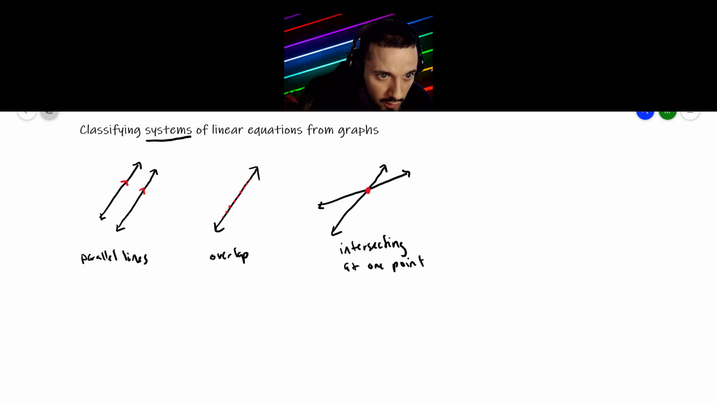The vocab word for two lines that don't intersect and have no solutions, right, no intersection points, is called inconsistent. Overlapping lines, they intersect everywhere. Any point you pick is on both lines at the same time. This is called consistent dependent.